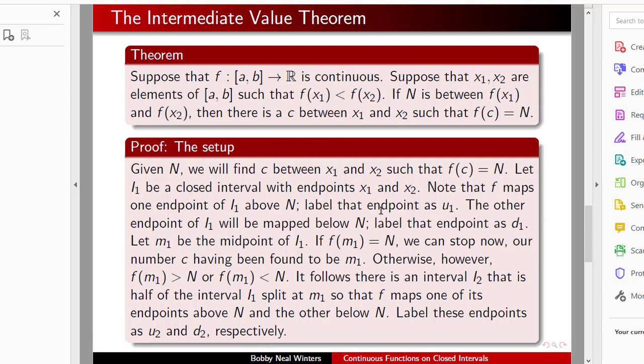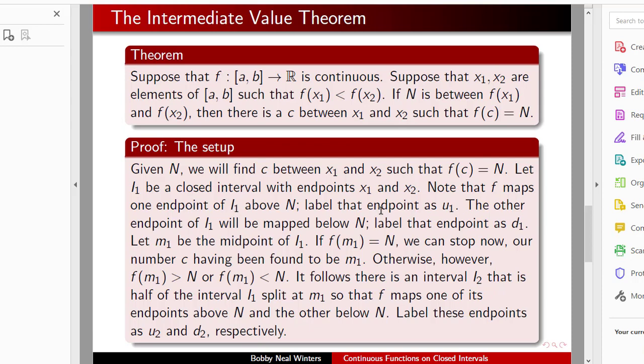So roughly, this is saying that when you draw the graph of your continuous function, you don't pick up your pencil. Okay. So now, given N between f of x1 and f of x2, we will find c between x1 and x2 such that f of c is equal to N. Let I sub 1 be a closed interval with the endpoints x1 and x2. And notice I'm kind of writing this in general. We don't know that x1 is less than x2.